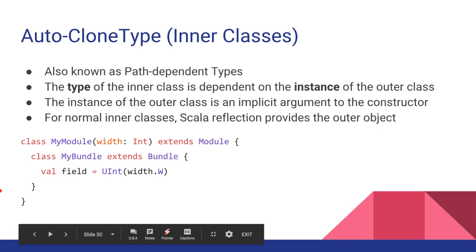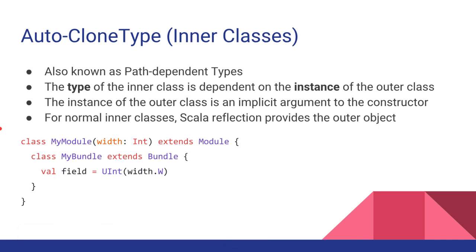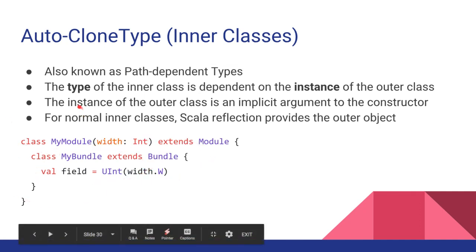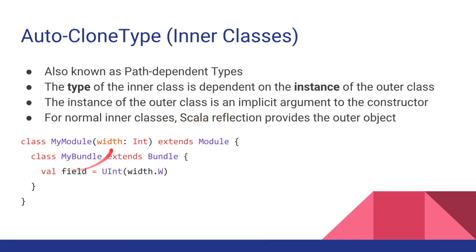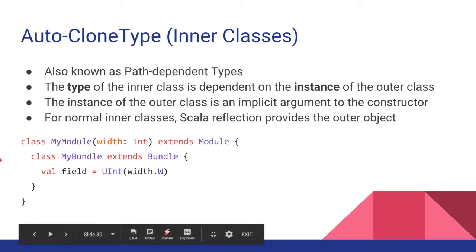Now that's not that useful here. In this case, it's not doing anything special with it, but there are some very powerful things you can do with this construct. But the issue here is that while it's not specified here, the instance of the outer class is an argument to the constructor of the inner class. So the object of MyModule, the particular object, is used as an argument when constructing MyBundle.